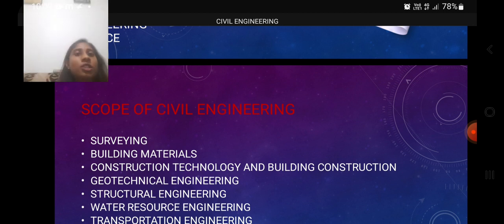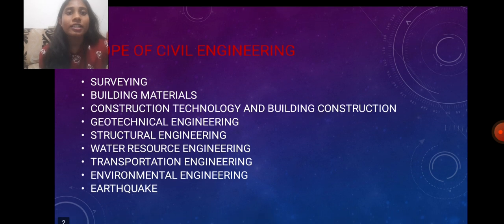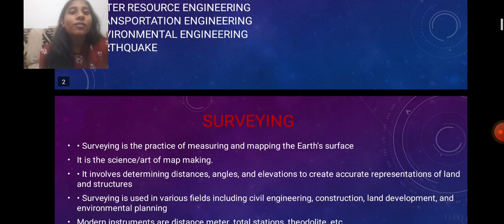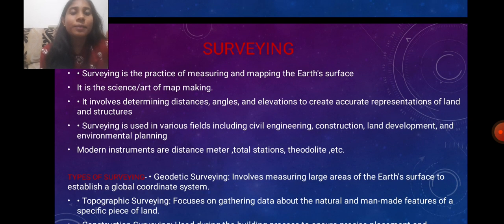Now, the scopes of civil engineering: surveying, building material, construction technologies and building construction, geotechnical engineering, structural engineering, water resource engineering, transportation engineering, environmental engineering, and earthquake. First and foremost, let's discuss surveying.